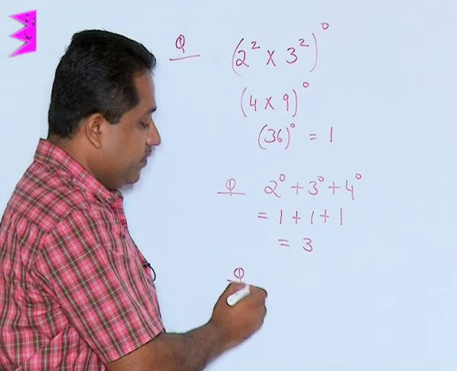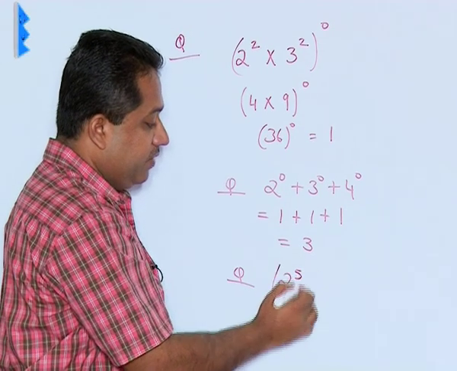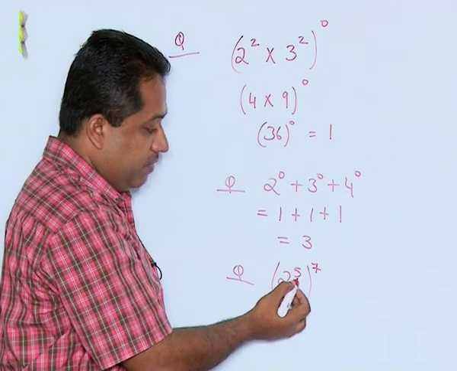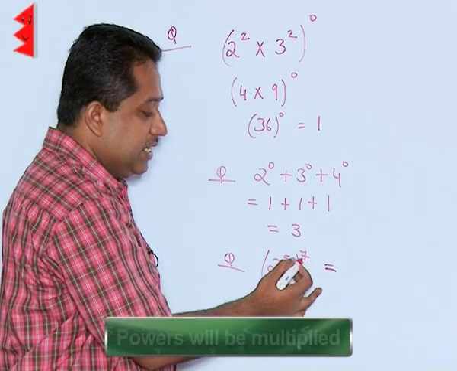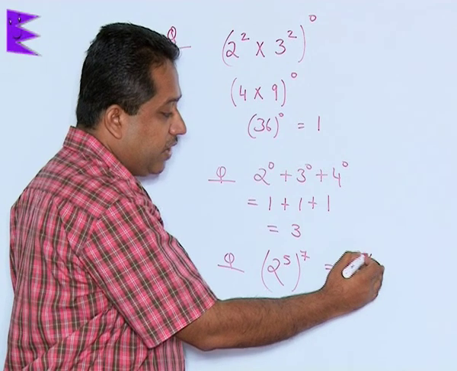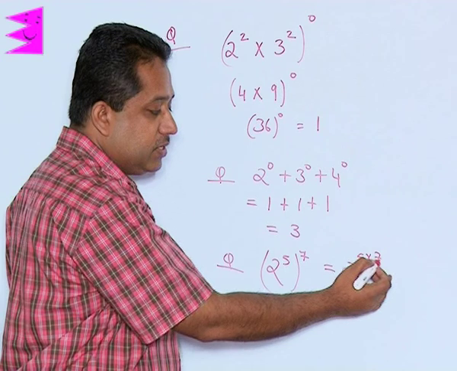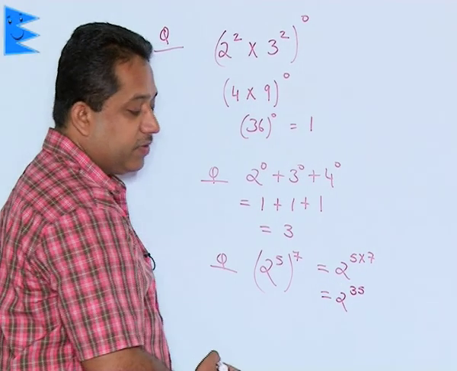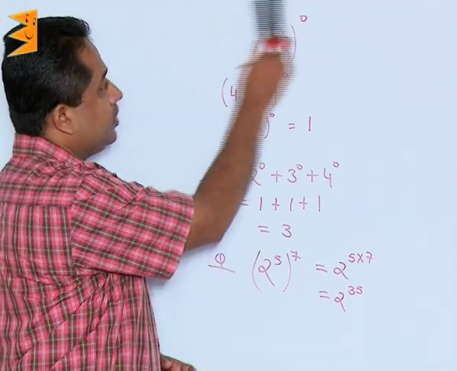What about those questions where there are two powers? Let's say 2 to the power 5 whole to the power of 7. Now here we have two powers. Now whenever we have two powers like this, please remember that these powers will be multiplied. So this will be 2, 5 into 7. The powers are multiplied. So 2 remains as it is. The powers 5 into 7 will be multiplied. We get 2 to the power of 35. Let us consider some more questions where there are double powers.